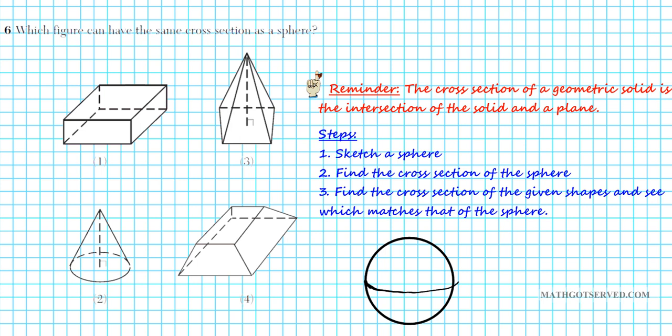Let me draw that again. A circular cross section. Okay, so if you cut an orange in half and you look at it from the top, what you have is a circular cross section. So that is the cross section of a sphere.